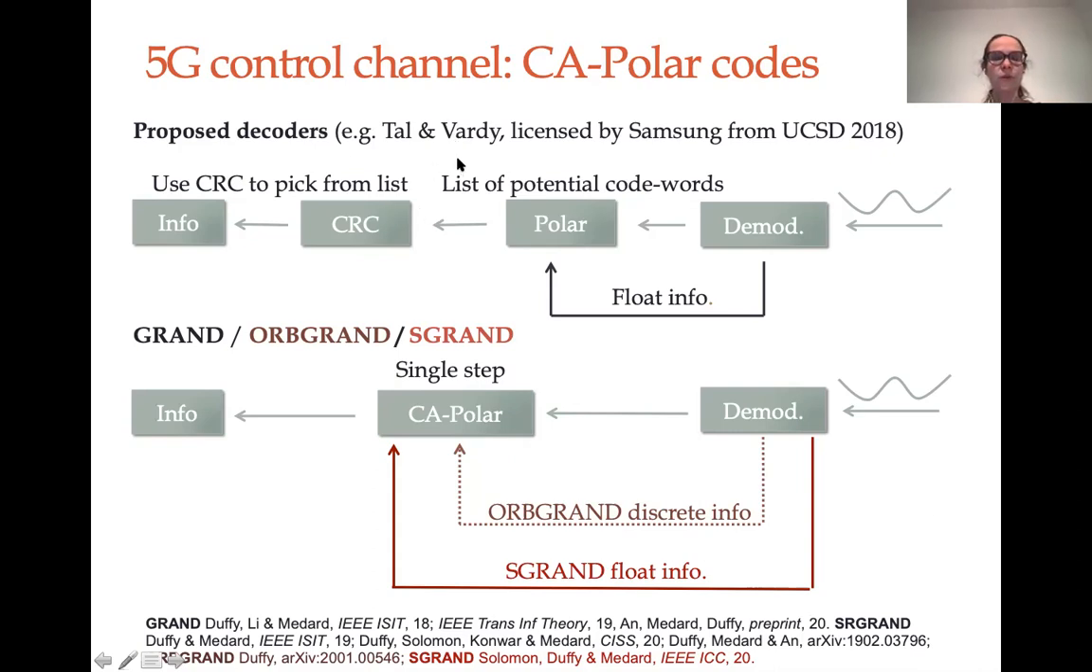This is a proposed decoder. This decoder was proposed by Tom Barty, and was actually licensed by Samsung a couple years ago. What we do with GRAND is, if we have only hard information, if we only have the demodulated bit or symbol, then this is GRAND. If we have full floating point information, then this is SGRAND. And if we approximate it, we have ORBGRAND.